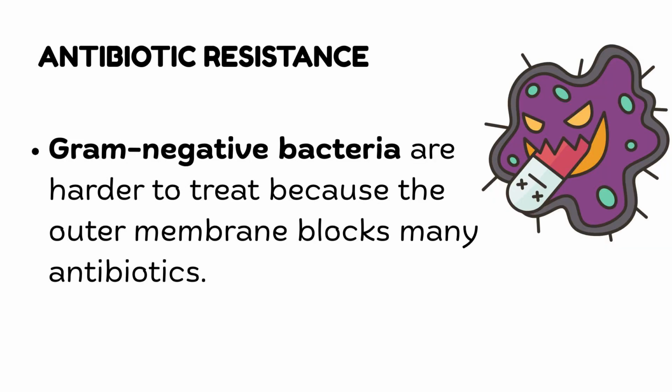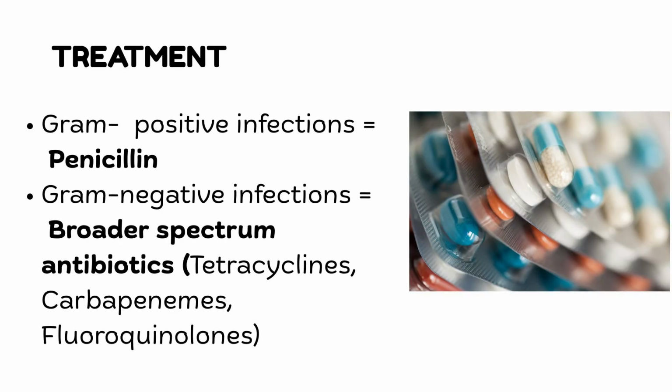Antibiotic resistance. Gram-negative bacteria are harder to treat because the outer membrane in gram-negative bacteria blocks many antibiotics. Gram-positive infections are usually treated with antibiotics like penicillin that target the peptidoglycan layer, whereas gram-negative infections often require broad-spectrum antibiotics such as tetracyclines, carbapenems or fluoroquinolones.